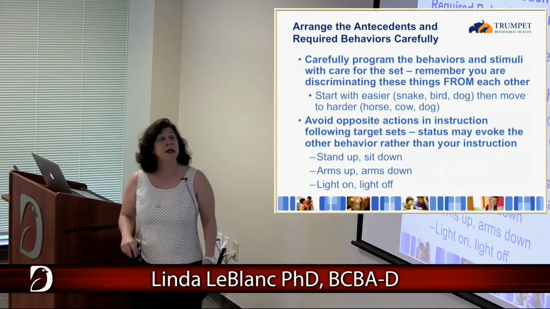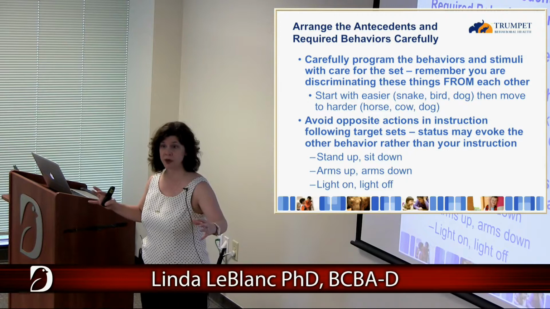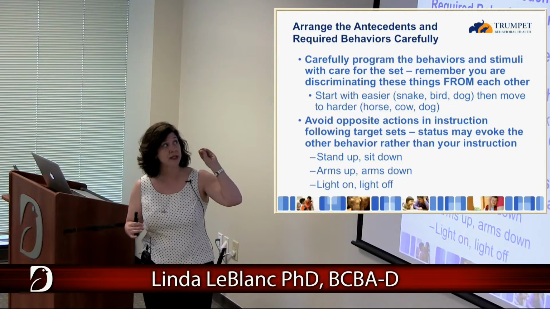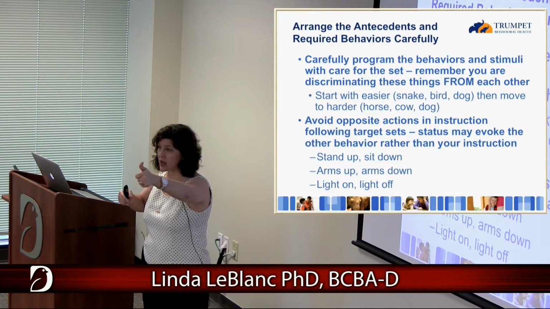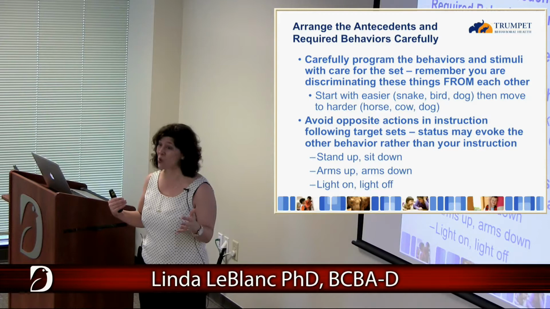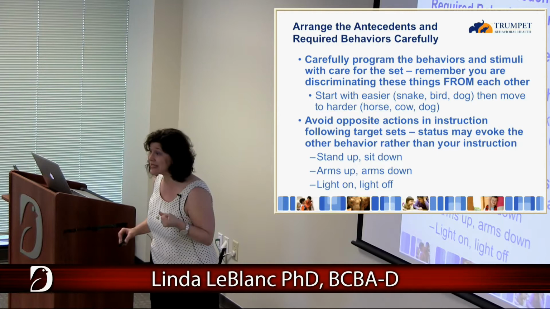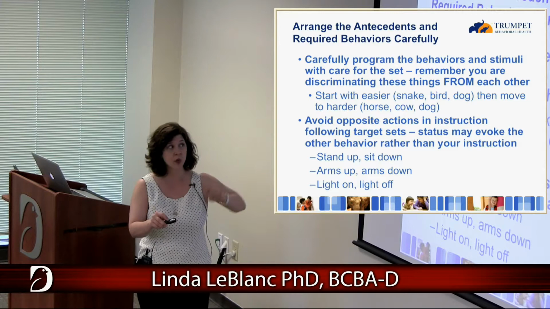So, we're still in this one of arranging the antecedents and required behaviors carefully. It's important, even if you're doing the simple discrimination of instruction following, to program those behaviors and stimuli carefully. So remember, they're a set. You're discriminating one from the others and each one from the others. So for example, the stimuli that you put in your array for the very early trial should be quite different from each other. So a snake, a bird, a dog, they sound very different. They don't have the same beginning or endings or vowels, and they don't share a lot of physical features. This one's all swirly, this one has wings, and this one has 4 legs.